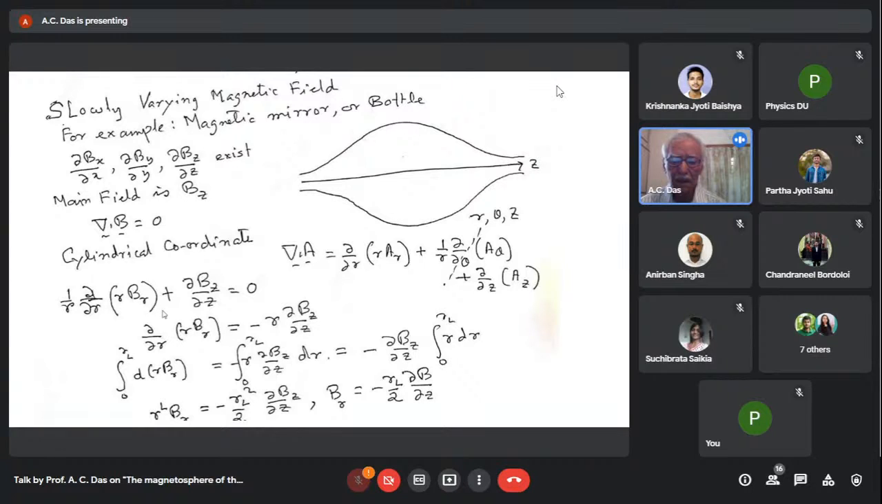Now one thing: we have taken ∂B/∂z out of the integral because of the fact that it does not change in the region of the Larmor radius. In that Larmor radius, ∂B/∂z does not change, and therefore it can get out of the integral.